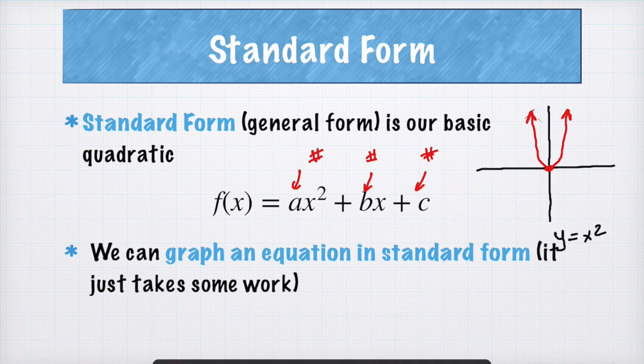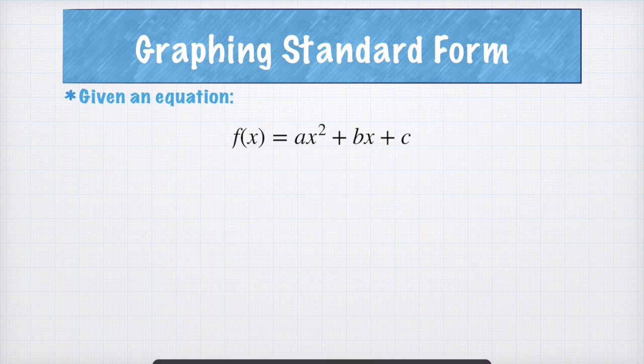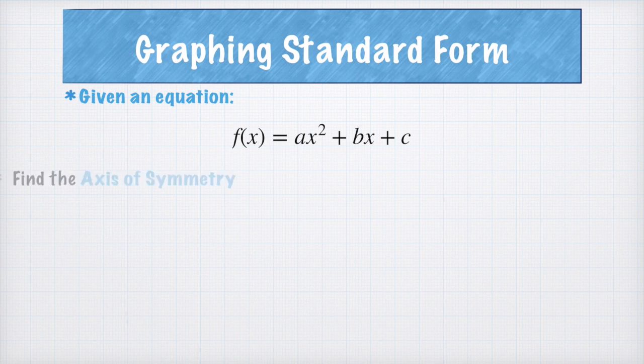Just know that we can graph an equation in this form. It is really ugly and it looks really scary and it will take a little bit of work, but we can do it. So let's talk about how to do it. The way how is we're given this equation, f of x is equal to ax squared plus bx plus c.